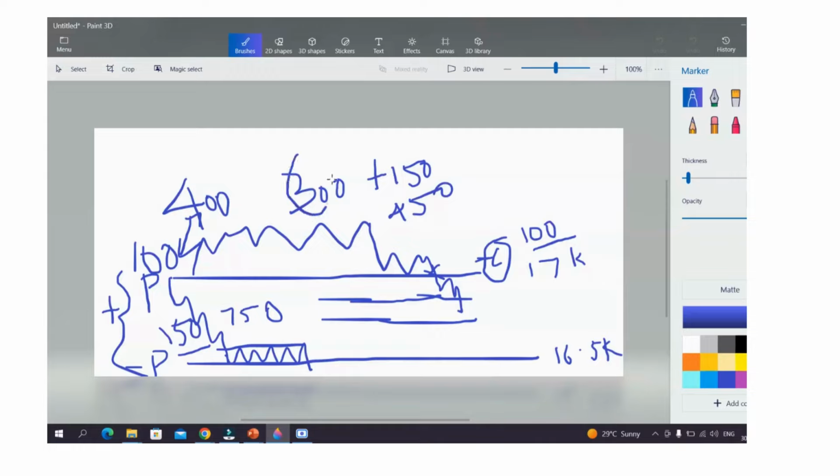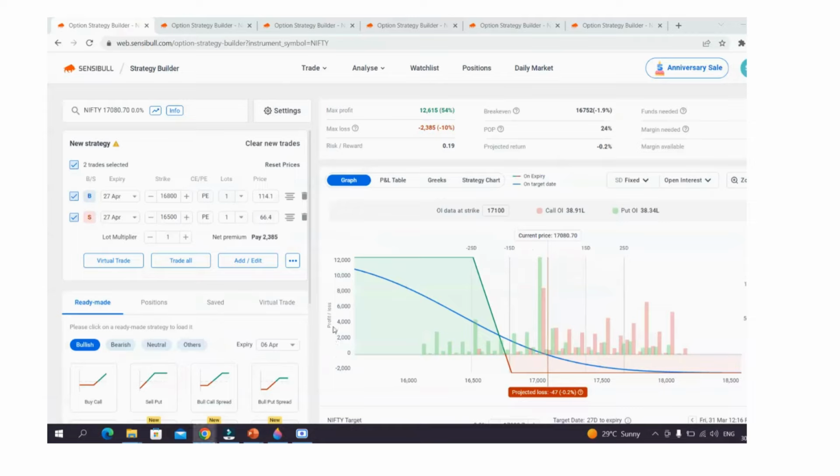If you had only the buy leg, then it's 300. Since you have buy and sell, your profit is increased to 450, even though it is range bound. So that is the advantage of having this hedge. That's what we have exactly done.